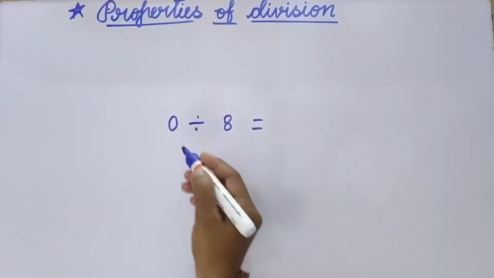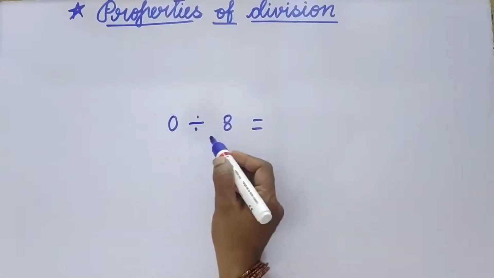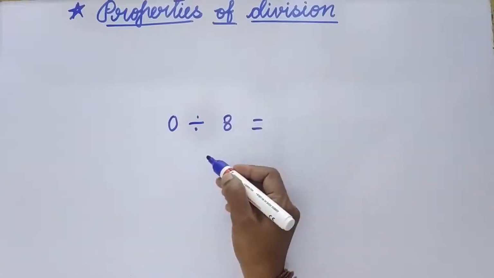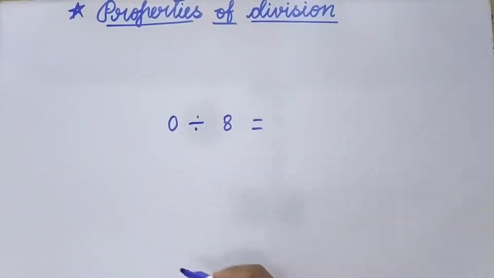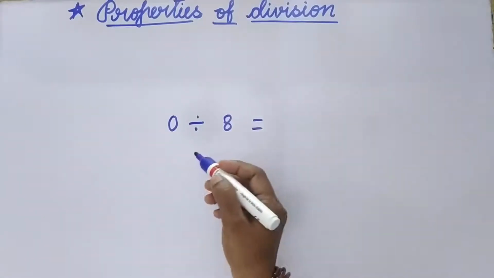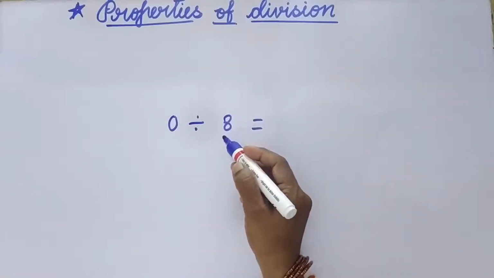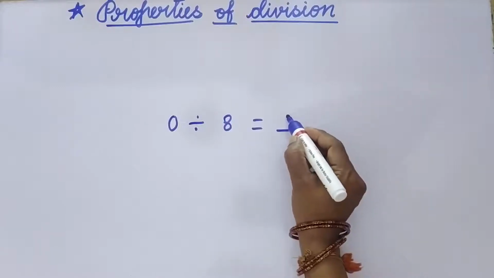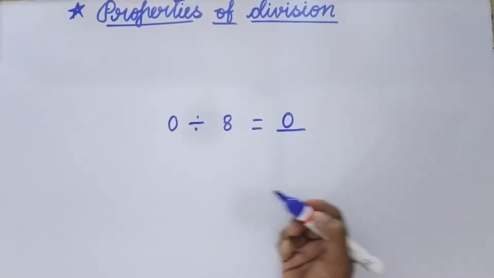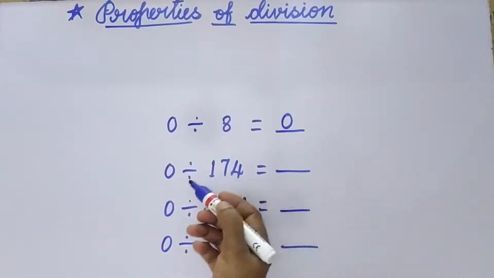Now say this: 0 divided by 8. We are dividing 0 by a number. Okay, so what do we get? Yes, this is the third property of division. If 0 is divided by any number other than 0, the quotient, or the answer of the division sum, will be 0. Okay. Now see here some few more examples.